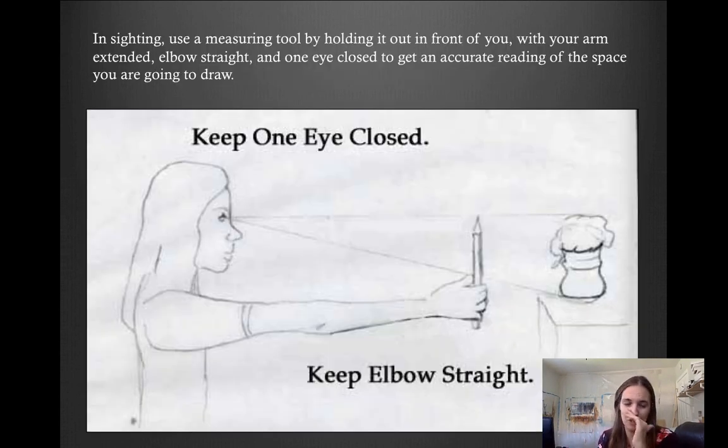All right, so this is how you're going to draw. In sighting, you use a measuring tool by holding it in front of you with your arm extended, elbow straight, and one eye closed to get an accurate reading of the space you are going to draw. I don't know how much of me is in the frame, because this program doesn't let me see myself even though it's recording. But I'm holding my elbow straight, it's not bending, it's not moving, and my thumb is on the pencil in a place where it's easy to move up and down, because you will be moving your thumb to create measurements. And you're going to close one eye. If you're right-handed like I am, I close my left eye, but vice versa.